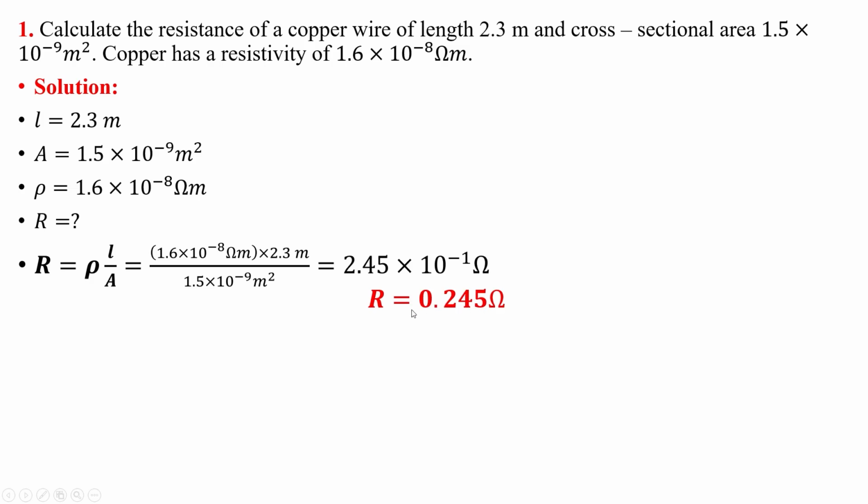So copper has a very small resistance. You can see this copper resistance. That's why copper is used in wiring, because of its low resistance.